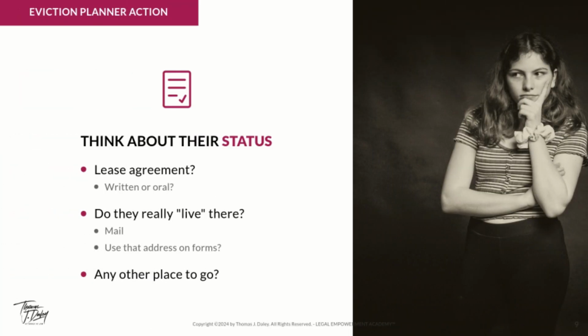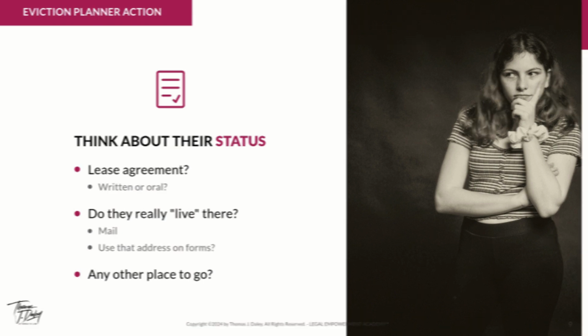Here's your first action step for your eviction planner. Identify the classification of the individual you are considering evicting. Think about their relationship to the property. Do they pay rent? Is there any written or verbal agreement? Have they established residency in any formal way? So think about that for a minute and take a moment to jot down what you know about their living arrangements and the legal relationship to the property. This information will guide your next steps.